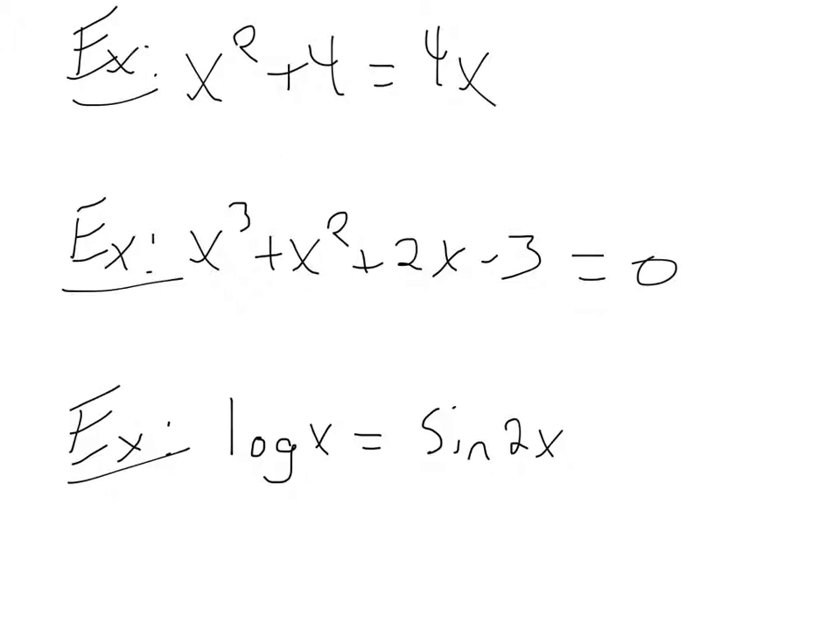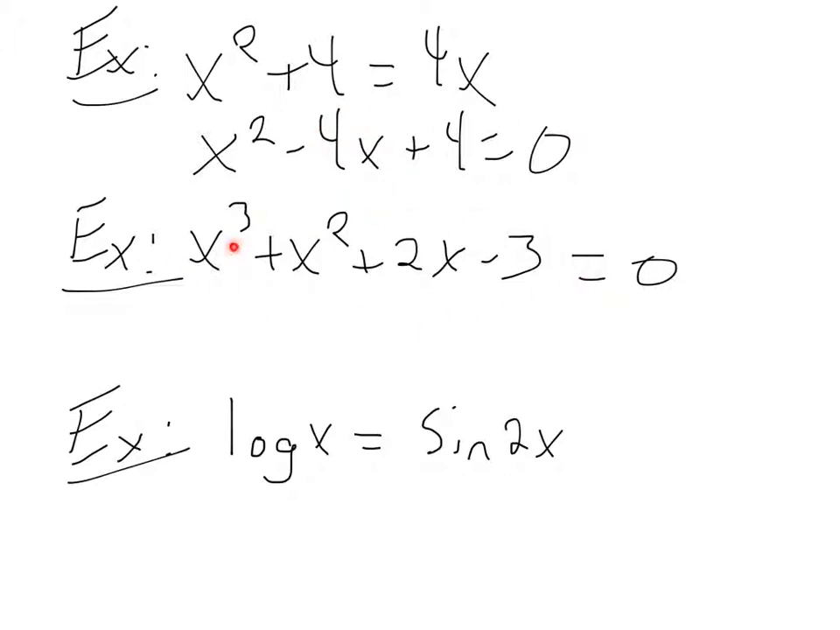First thing you're going to want to do is, in each case, if it isn't already on one side, get it all on one side. So this first one will be x squared minus 4x plus 4 equals 0. And then this is what we'll plug into our y equals, and we'll find the x-intercepts of y equals this, and that will give us the solutions of this equation.